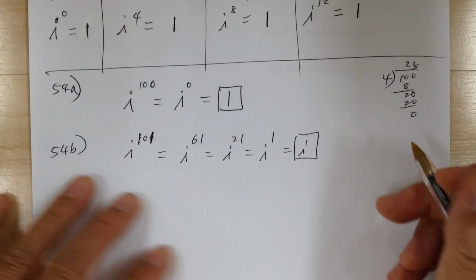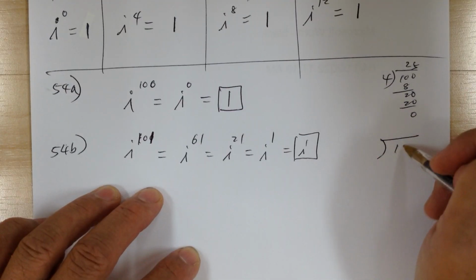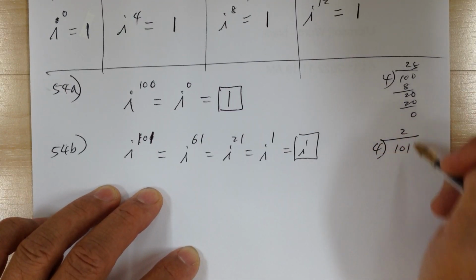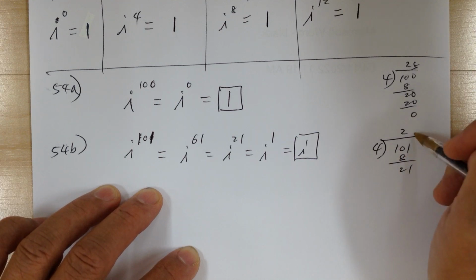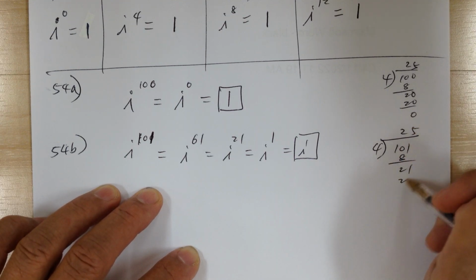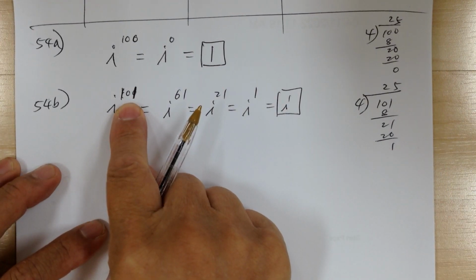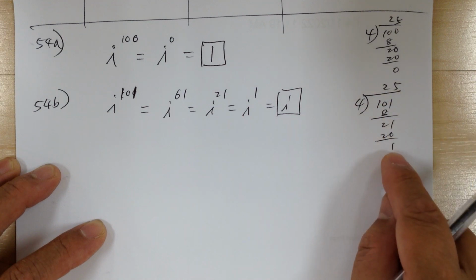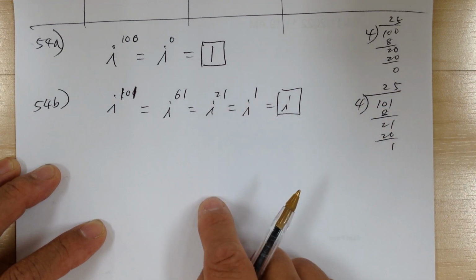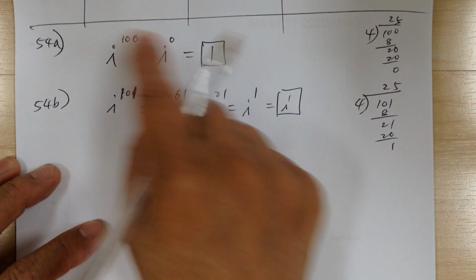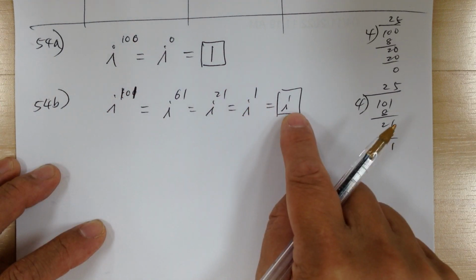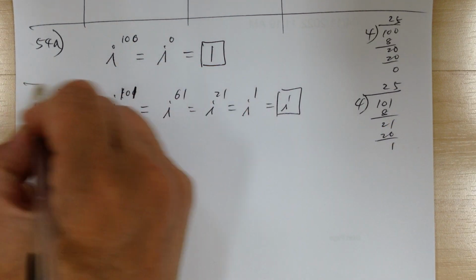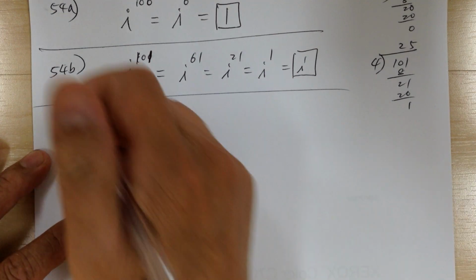So you can do that, or you can just do this. Okay, 101 divided by 4. 4 times 25 is 100, remainder 1. So what it's saying is that for the 101 power, you can go backward 25 cycles, and that will give you 1 left over, and that's where the 1 came from. So you keep going backward 25 cycles, you get 1 left over, so it becomes i. Okay, so that's how you simplify the exponent of i.